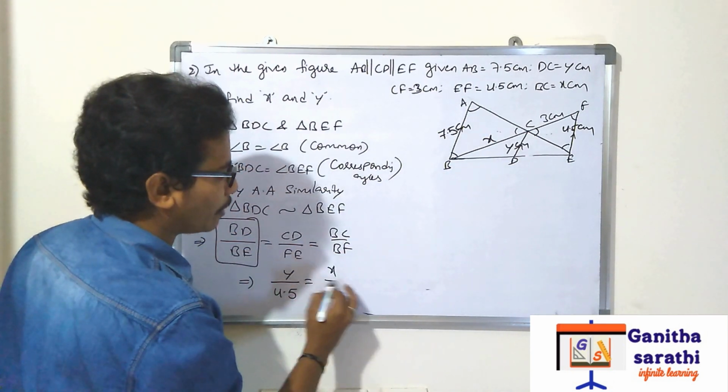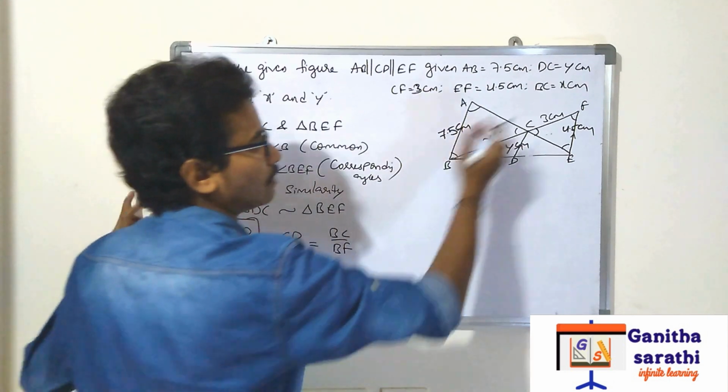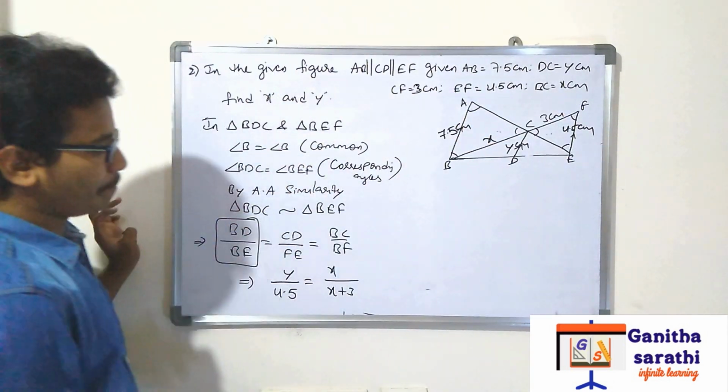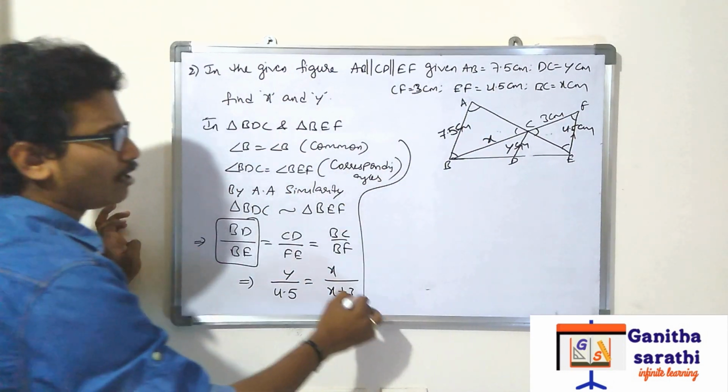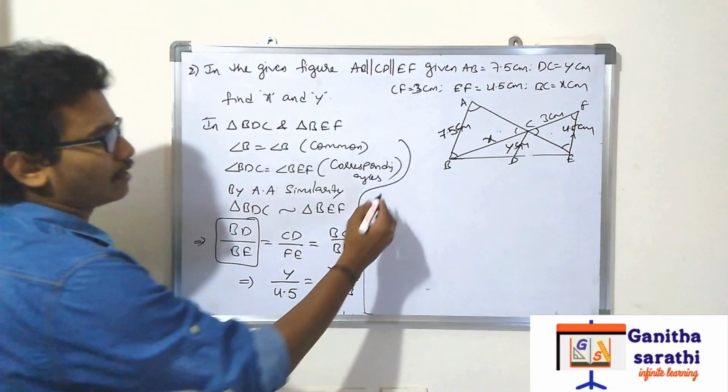BF is x plus 3. Total value, right? X plus 3. So we know the value of x. What is the value of x we got? 5, right? Substitute that one.